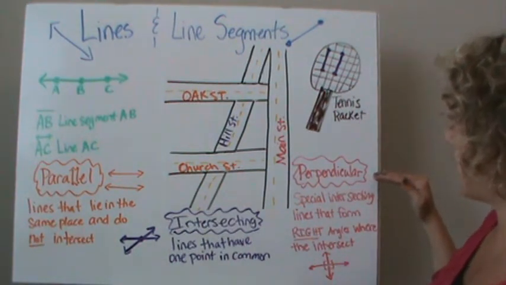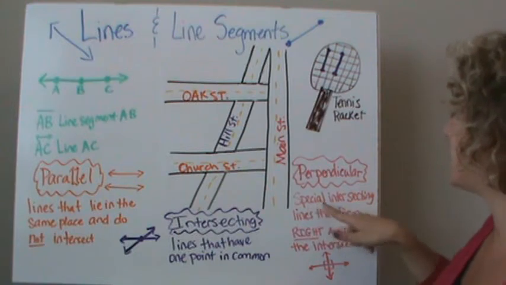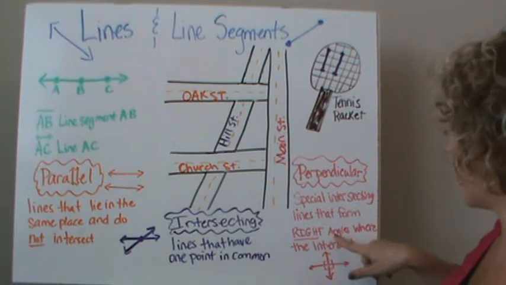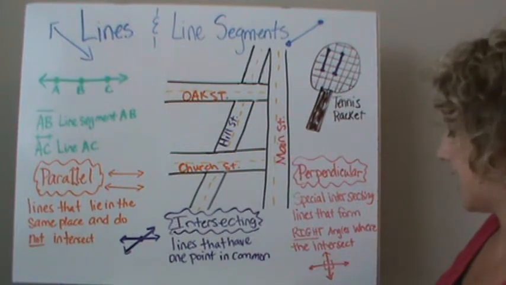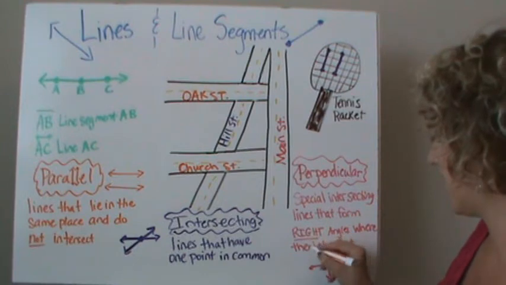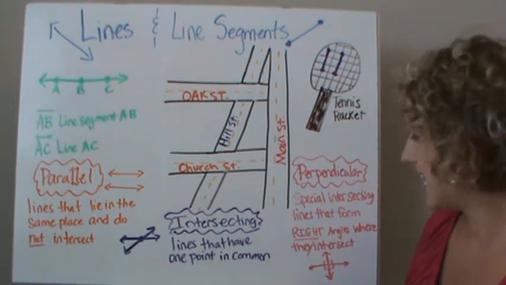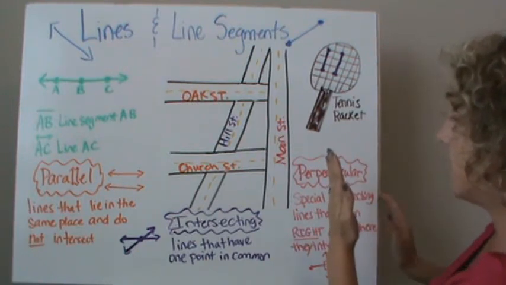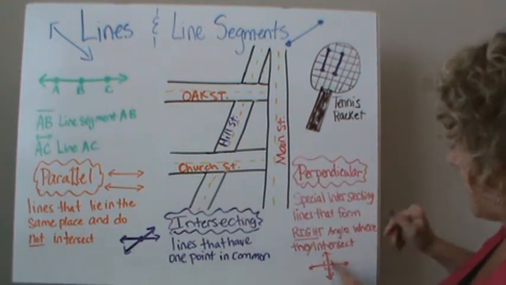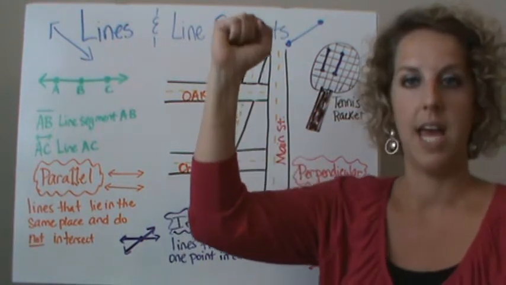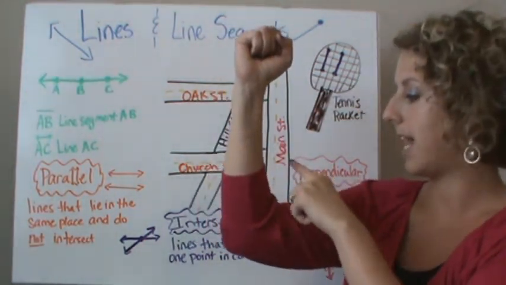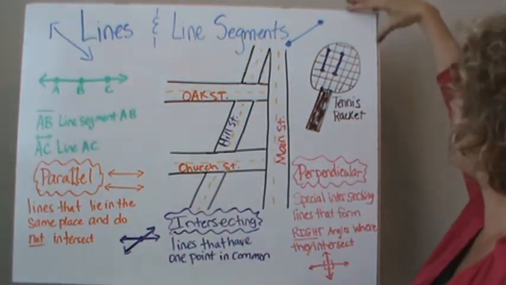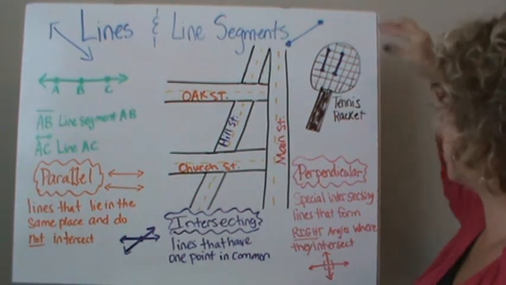The third type are perpendicular. These are special intersecting lines that form a right angle where they intersect. That should say where they intersect. So if you look at this example, you'll see that they are perfectly straight up and down, perfectly side to side, so that it makes that perfect right angle. And you'll learn in a minute that a right angle is perfectly square, a square corner. Kind of like the corner of my board here is perfectly square.